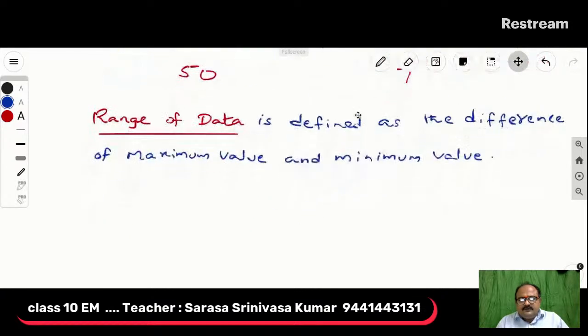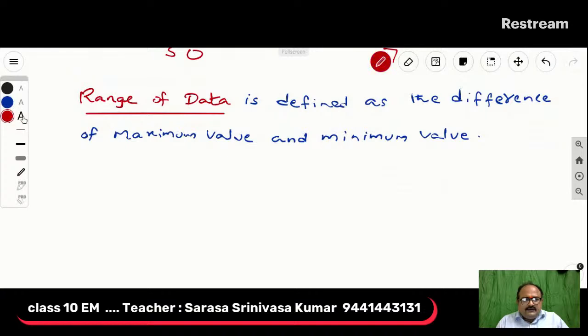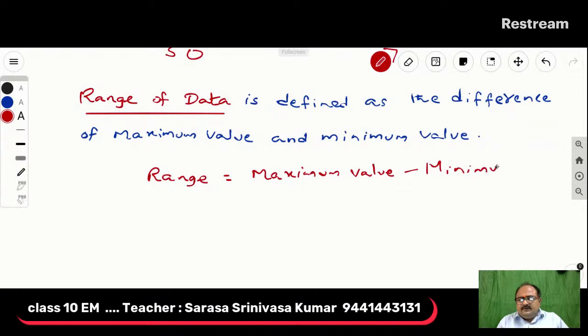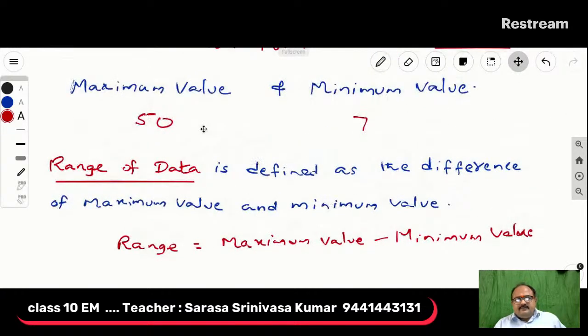So therefore, we write here range equal to maximum value minus minimum value. So in the above example, what is the range in the above example?